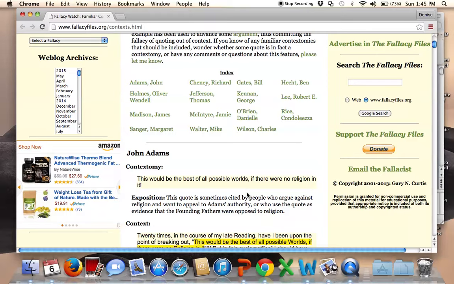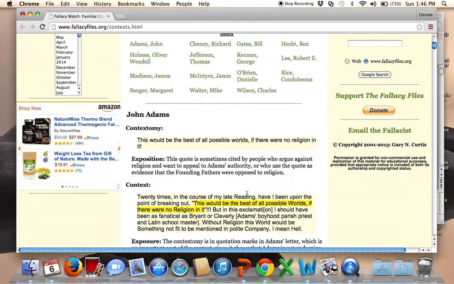Right? So the way that this quote is sometimes cited and understood by people is as an argument against religion. Sometimes people use this quote to argue against religion and appeal to Adams' authority, or use the quote as evidence that the founding fathers were opposed to religion, right? And if you read this sentence as it's written, just on its own, you would probably come to the same conclusion, right? It sounds like he's saying the world would be better if there were no religion in it. So as a founding father, it might appear that he was making the point that the world should exist in the absence of religion in its optimal state.